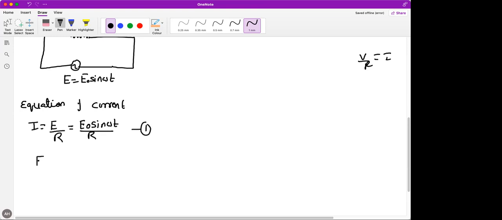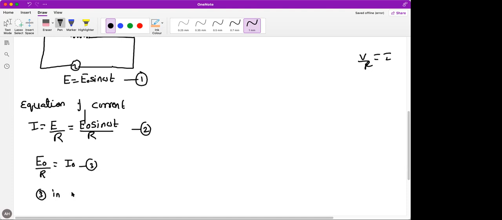If I divide the peak value of EMF with the resistance, I will get the peak value of current. If I divide the RMS value of EMF with the resistance, I get the RMS value of current. So E naught by R is I naught. Let's name these as equation number 1, equation number 2, and equation number 3.